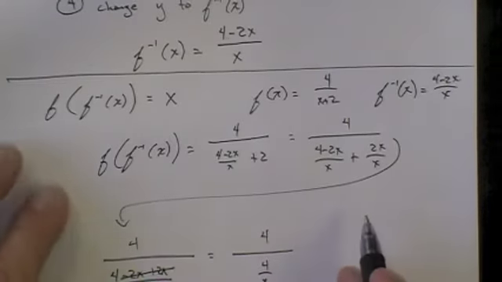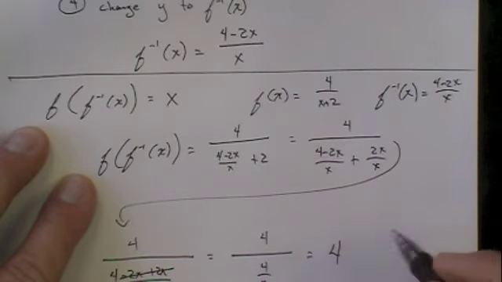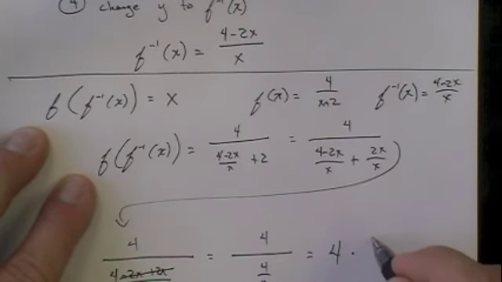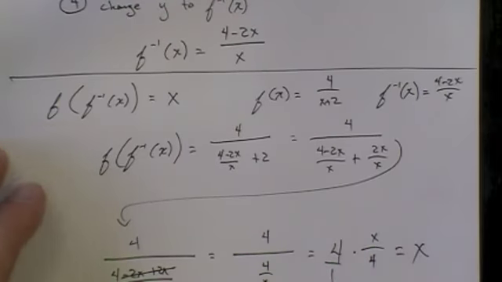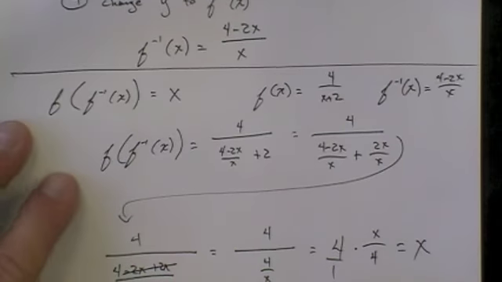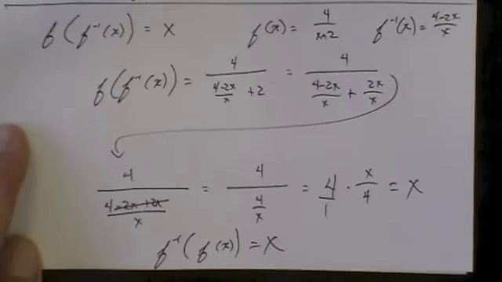Remember, dividing by a fraction is the same as multiplying by the reciprocal. So we have 4 times x over 4, that's basically over 1. Cancel, and we have x. We could also then check the inverse by plugging in the original. Solving it that way should also equal x.